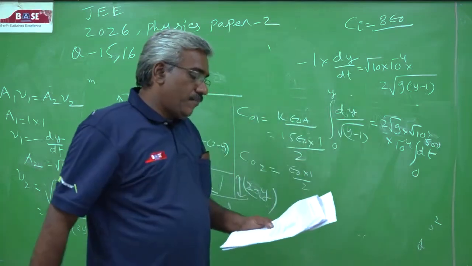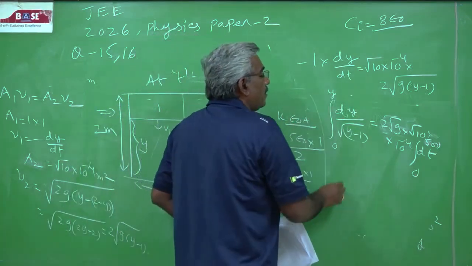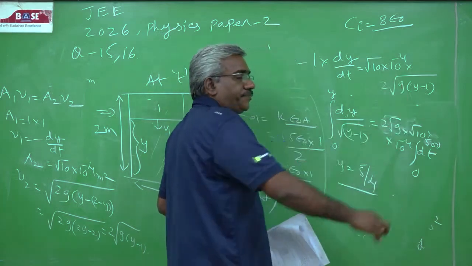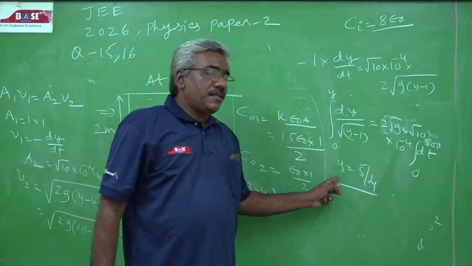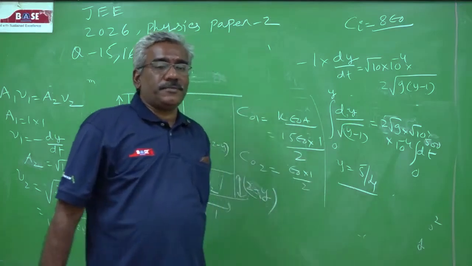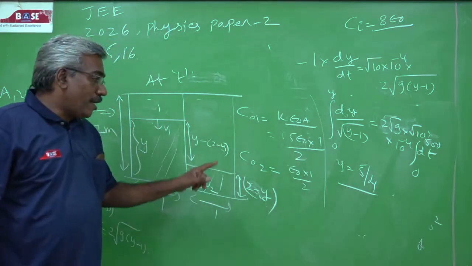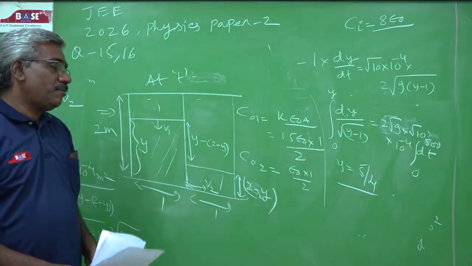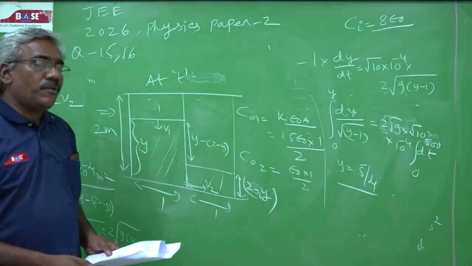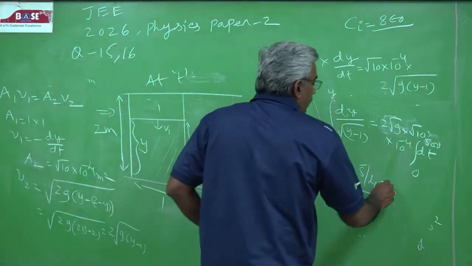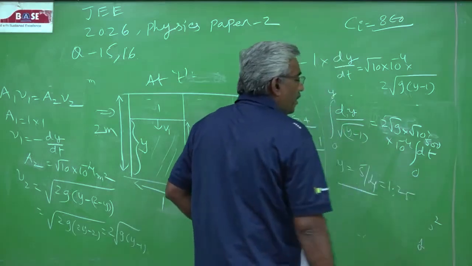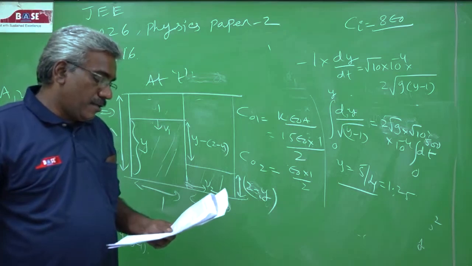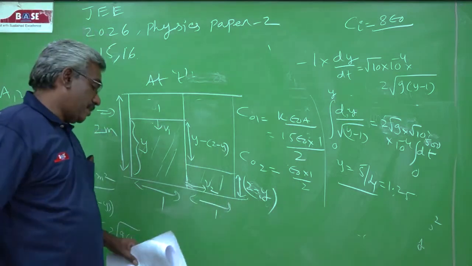So if you do that and integrate that, what you get is y is equal to 5 by 4. If you do the integration, you will get y is equal to 5 by 4, okay? Now we have to use this for solving question number 15. The question number 15 answer is 5 by 4, 1.25. Okay, now let us move on to question number 16.